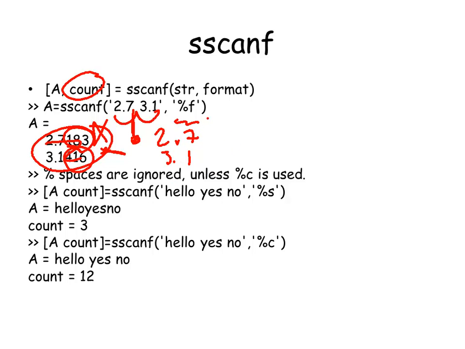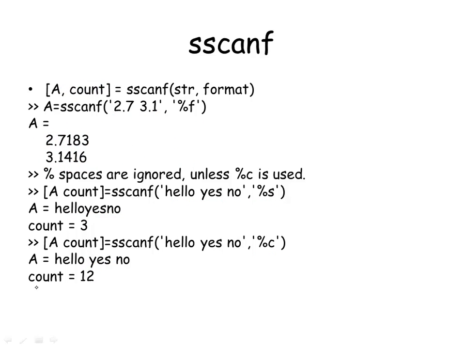All right, so in your format strings, %c stands for capture a single character. If you do not use %c, all the spaces will be ignored. All right? So when you extract %s, meaning you are extracting strings out of the larger string, then all the spaces will be ignored, and you would be getting a single long string. All right? If you use %c, you would be extracting individual characters. And the count tells you how many times this format string was able to match the larger string.